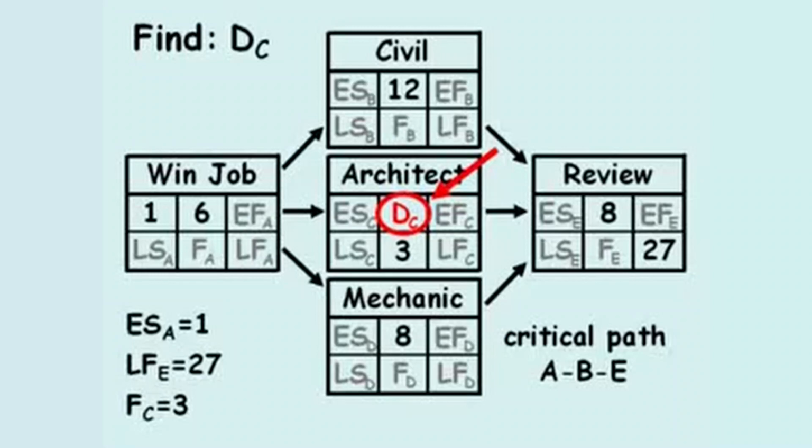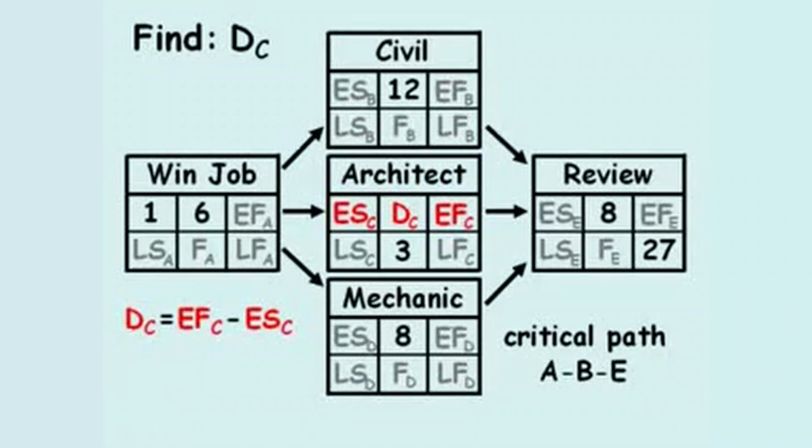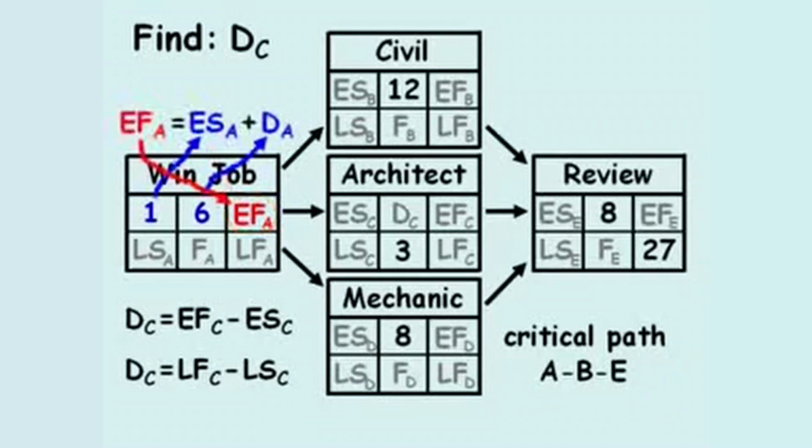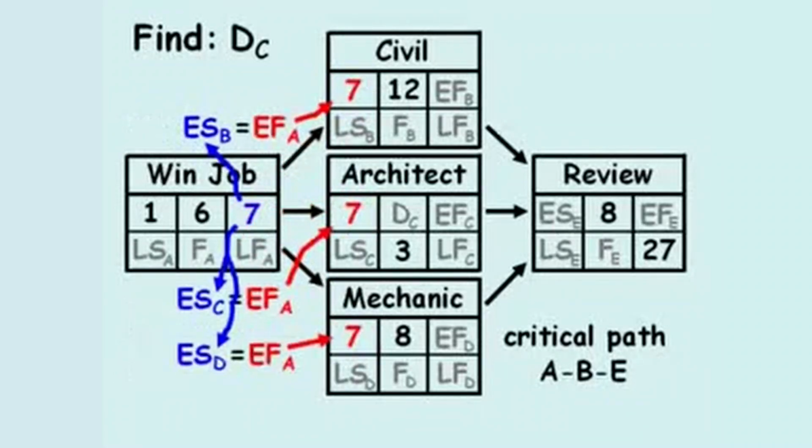The duration of an activity equals the early finish minus the early start, which is the same as the late finish minus the late start. We'll begin the forward pass by solving for the early finish of activity A, winning the job, by adding the early start of the activity to the duration. So 6 plus 1 equals 7. Once the job is won, the civil design, architectural design, and mechanical design work can begin. Therefore, the early start of these 3 activities equals 7 as well.